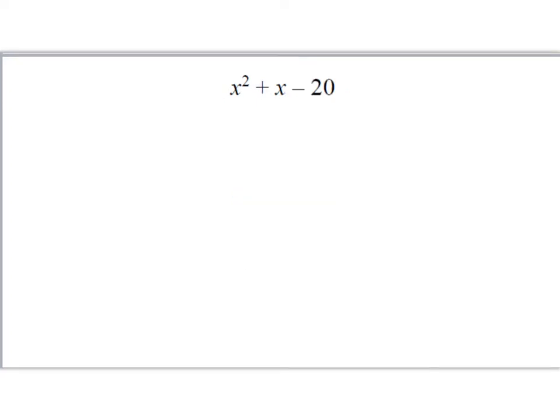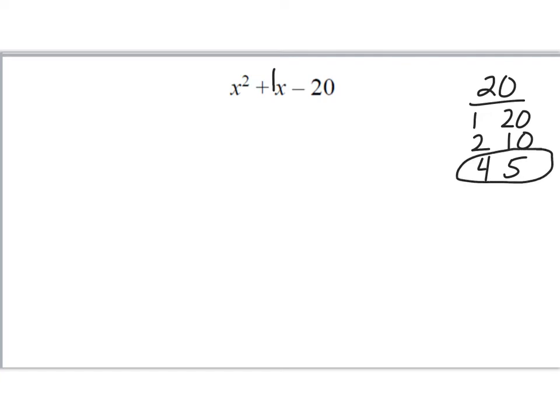All righty, here's another one where the a value is a 1. I'm going to do 1 times 20 is 20, and I'm going to go ahead and make a factor box. Since 20 is negative, I'm looking for something to subtract to become 1, because that coefficient in front of the x is a 1. And so I see the 4 and the 5 right here. And when I look at that, because the 1 is positive, my biggest number has to be positive. So I'll have a positive 5 and a minus 4.